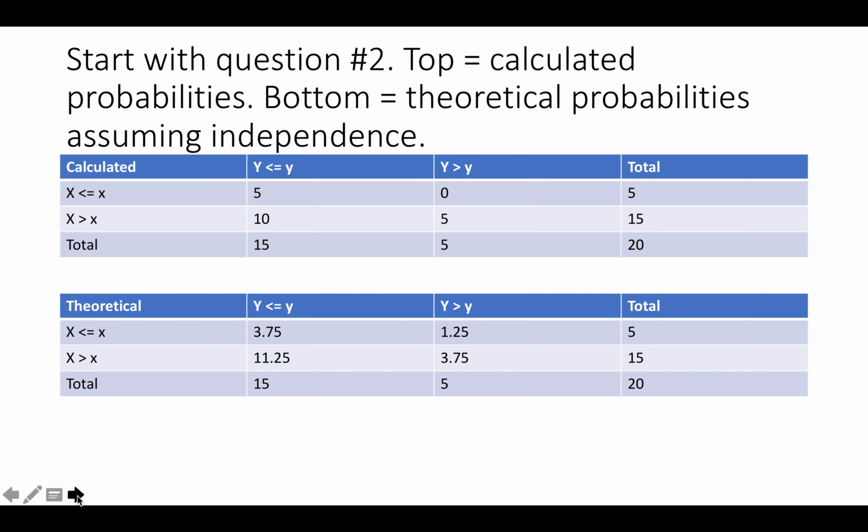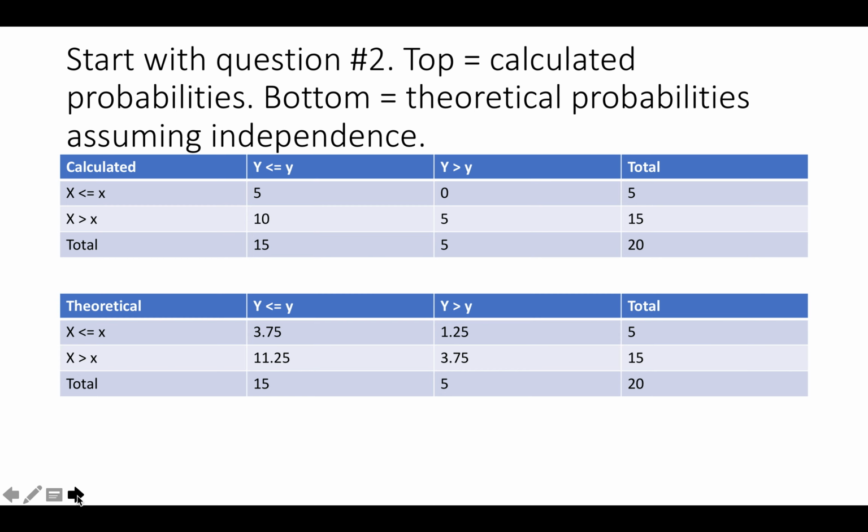So you can multiply the probabilities. For example, x less than the first quartile is 5 over 20, and then y less than the third quartile would be 15 over 20. So if you multiply those two probabilities, you end up with something equal to 3.75 over 20. And then you can repeat that for the other ones.